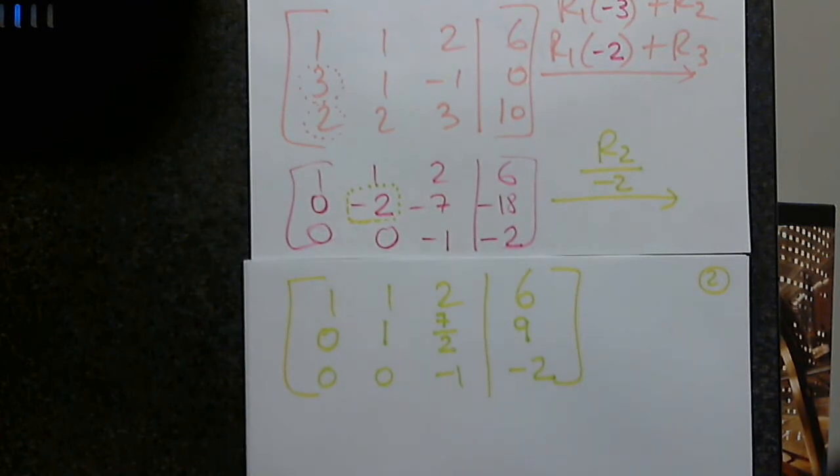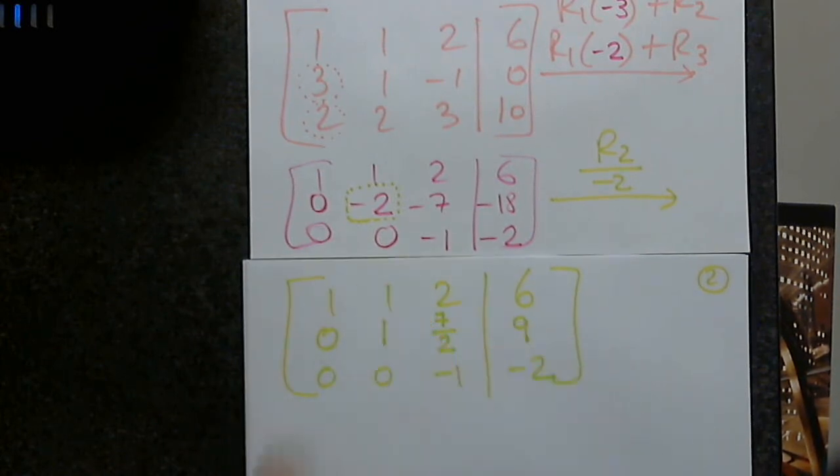Why couldn't you use the first row again to... Because you need a 1 in here and a 0 here.